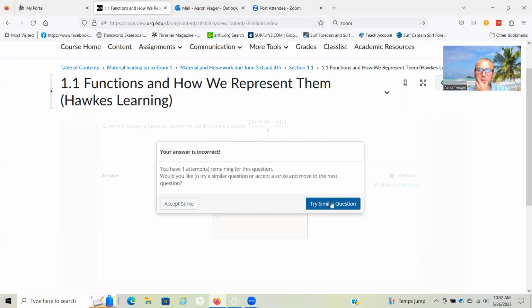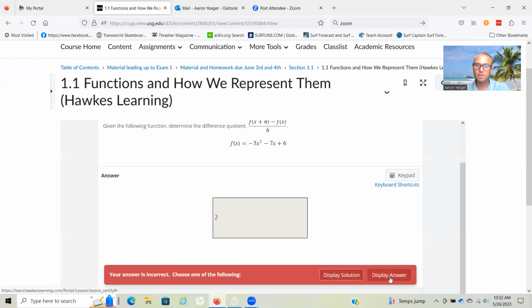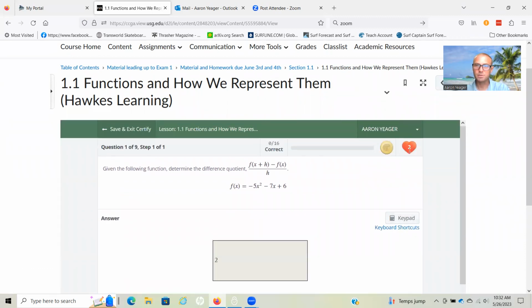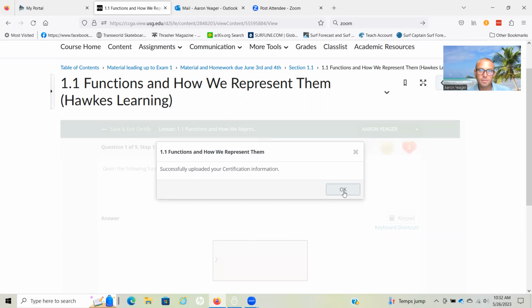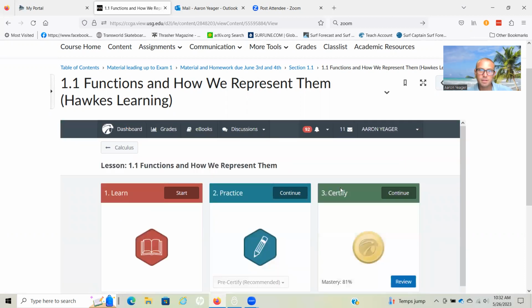If I try a similar one, I can do it, and then it'll just be as if nothing happened. But if I say accept the strike, then all of a sudden that little heart thing got bumped down to 2. So you can take 3 hits, and then it'll bump you out and put you back in the practice. So if you do the practice ones and you have them all written out next to you, it's going to be way easier to go after these ones right here. And then when you're done, you're just going to save and exit. And then that's it for that.